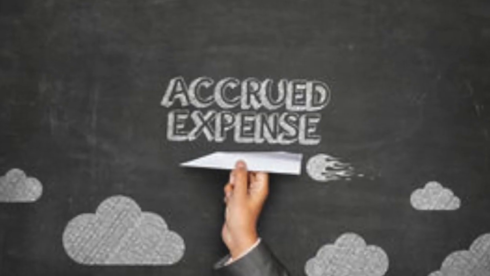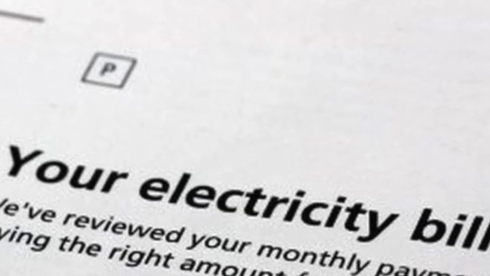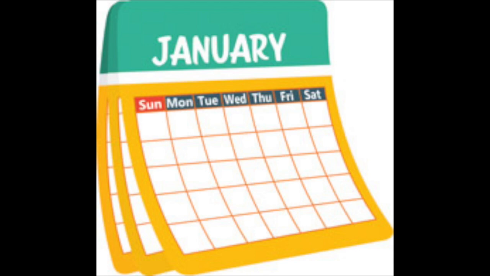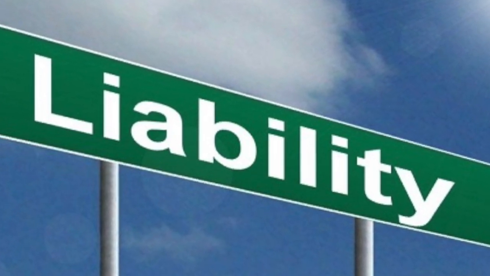Accrual expenses and accrual revenues. Many times companies will incur expenses but won't have to pay for them until the next month. Utility bills are a good example. December's utility bill is always due in January. Since the expense was incurred in December, it must be recorded in December, regardless of whether it was paid or not. In this sense, the expense is shown as a liability in December until it is paid.